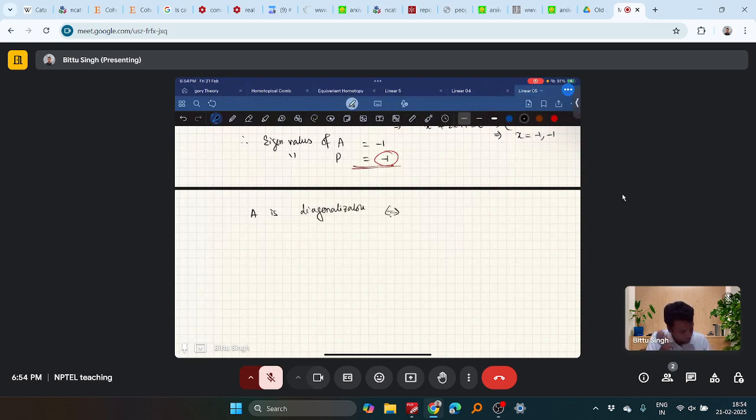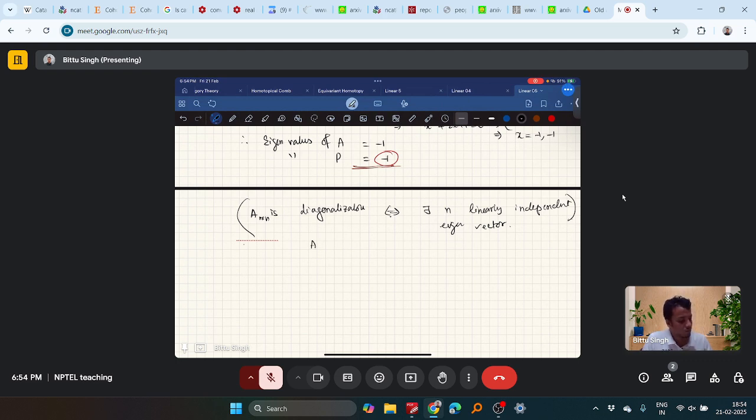if and only if A is an n by n matrix and there exist n, not distinct, n linearly independent eigenvectors. So this is always true. Just remember that this is true. Why? What is the meaning of eigenvector?